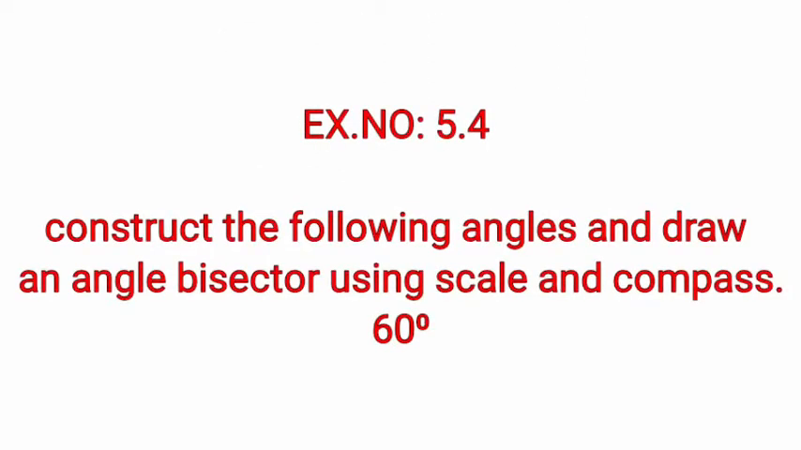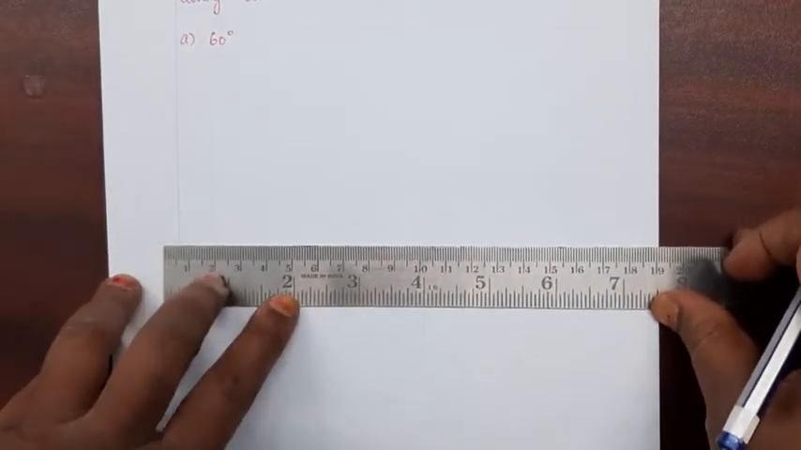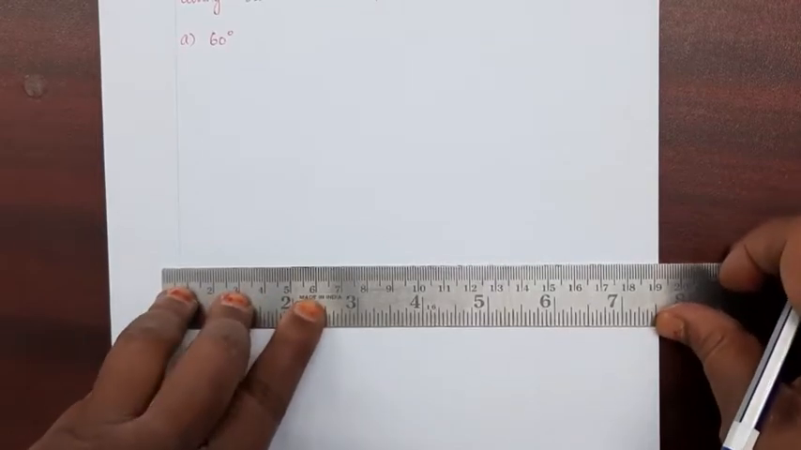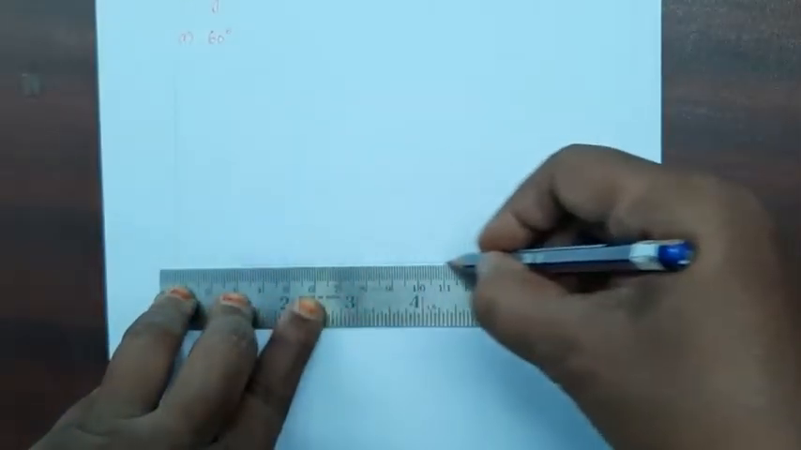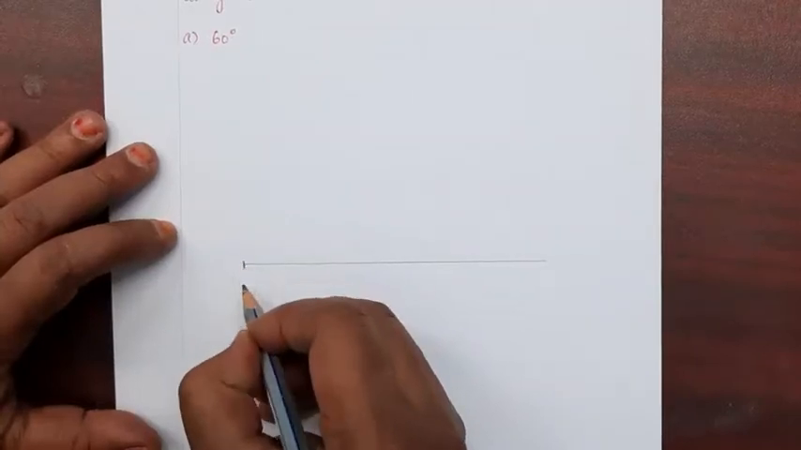Next, in exercise number 5.4, construct the following angles and draw an angle bisector using scale and compass. Here we are going to draw the bisector of an angle of 60 degree. By using a scale, draw a line segment of any measurement. And mark the point as O.